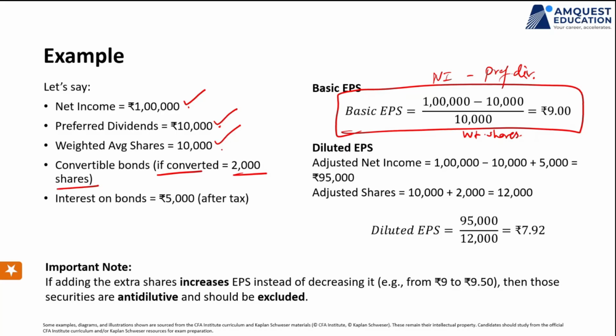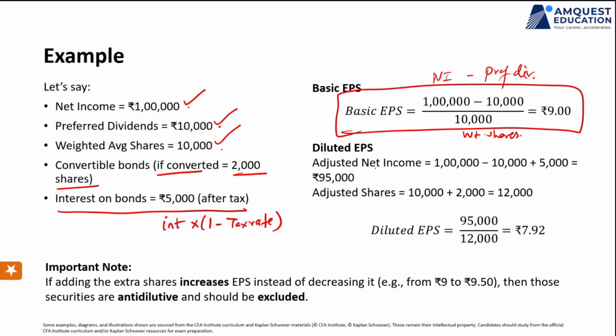And if it is converted, it will be converted into 2,000 shares. And if it gets converted, interest on the bond after tax. So they've already given you the after-tax number, which is interest into 1 minus tax rate. They've already given you this number. So what are you going to do?